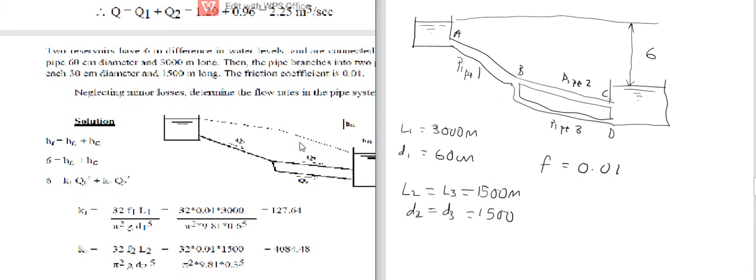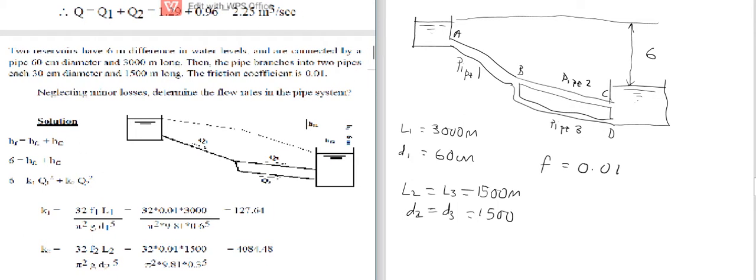So this is question 3. We have two reservoirs, and I'll try to read the question because I can't even see it well, and I guess you may not be able to see it well too.